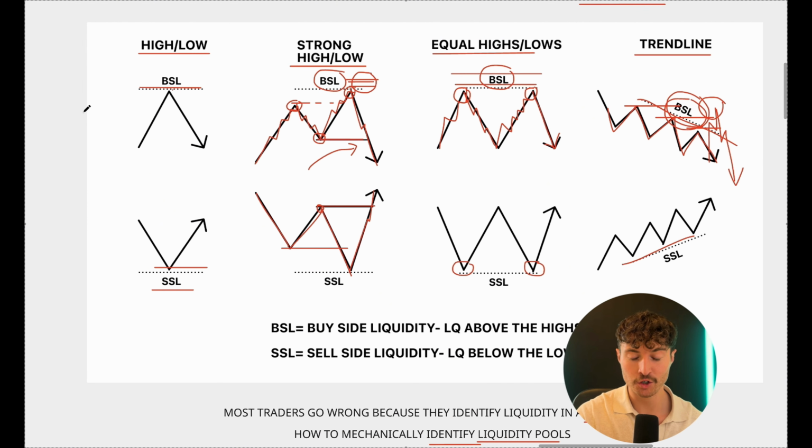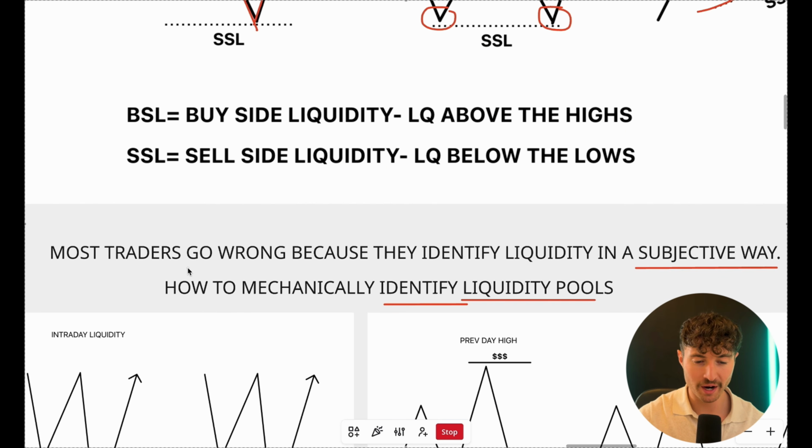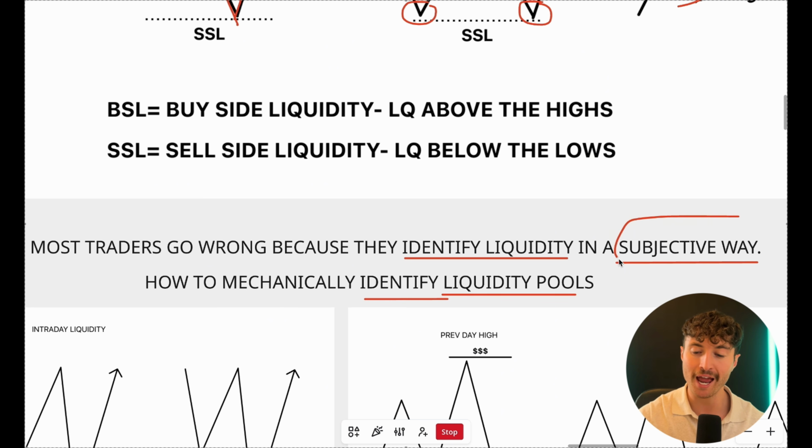So this is all well and good, but this is where most people stop. But the problem with all of these right here is that these liquidity pools are very subjective in the market. And so most traders are going wrong because they're identifying liquidity in a very subjective way. So what I'm about to share with you is three mechanical ways to identify liquidity pools in the market.